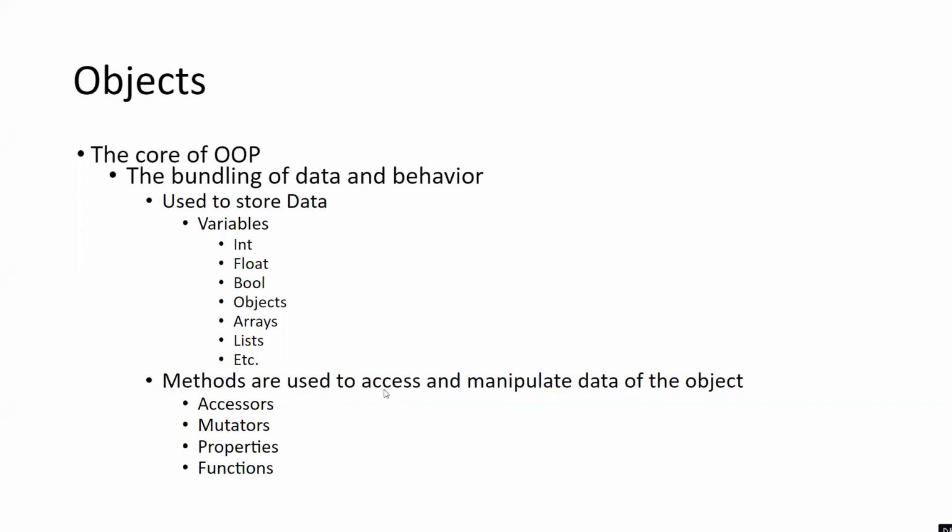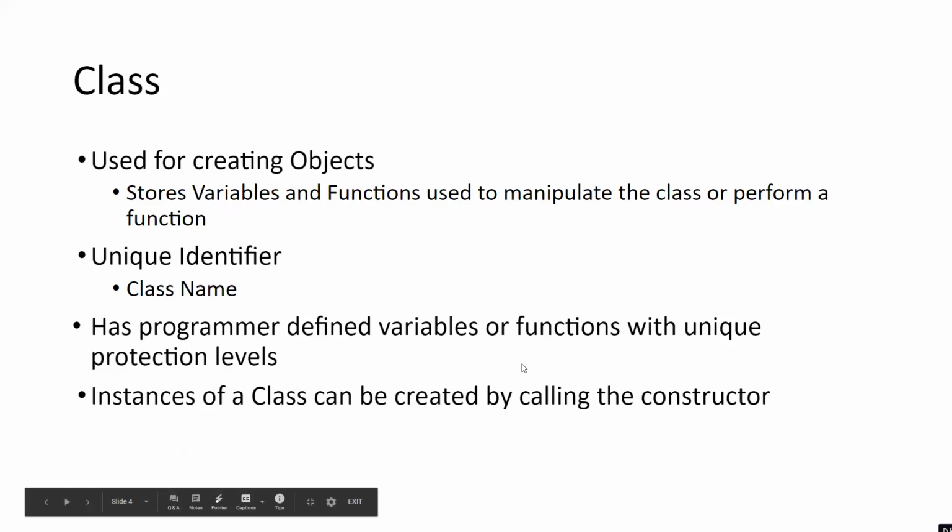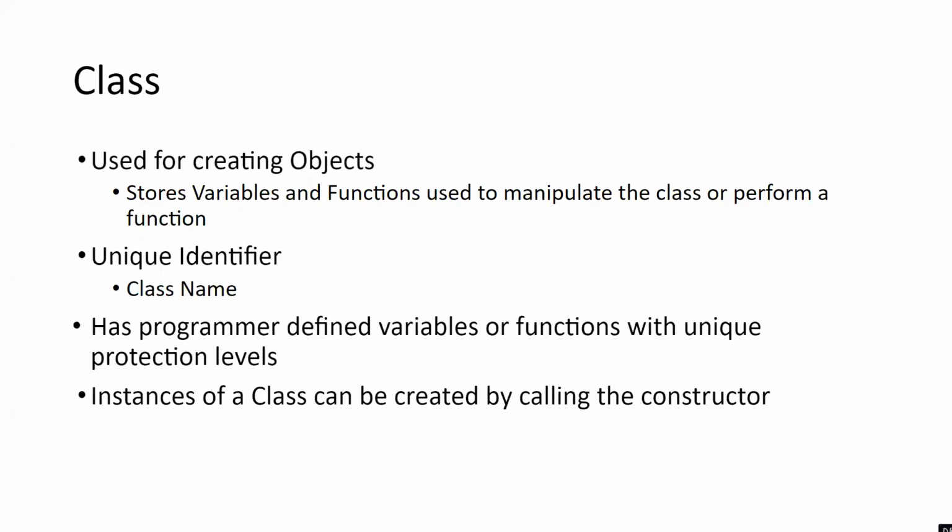So other things that they can store are methods or functions, which can be used to access and manipulate data of an object through accessors and mutators, or properties in C#, or just straight up functions, right? So classes are a way to create objects. So we use classes, and they have a unique identifier. They come with a class name that you can write out to anything you want. They store variables, they store functions, and they are used to manipulate the data of the class as well as perform some sort of action by running a function.